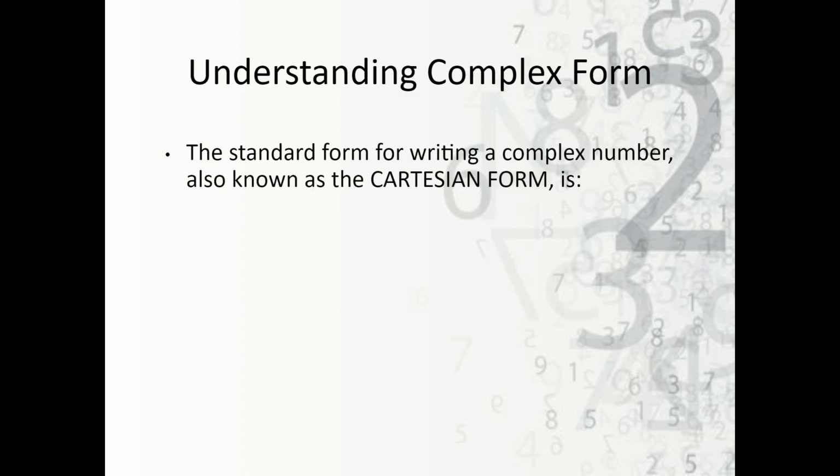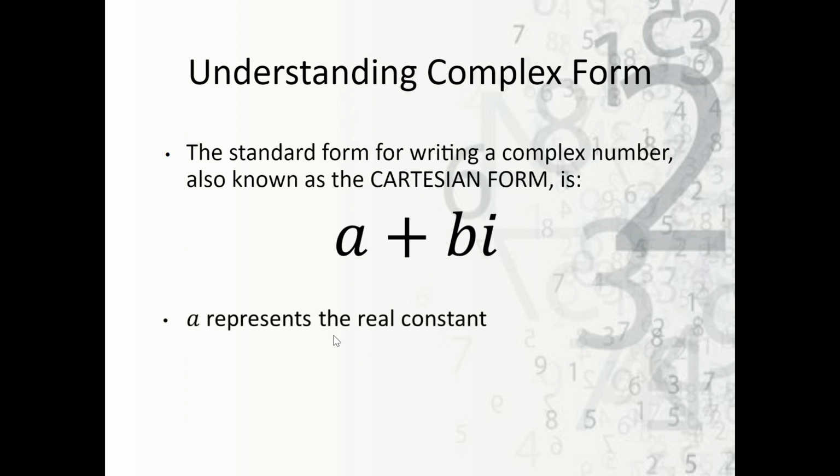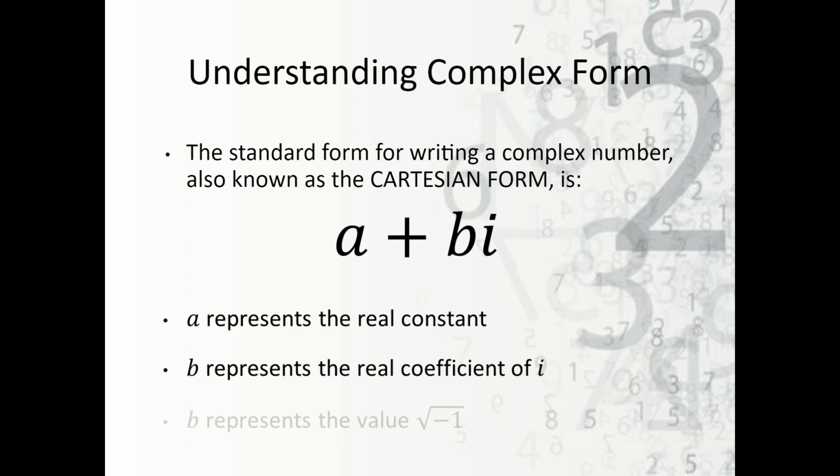So when we write it that way, it is called Cartesian form. This is the standard form for writing a complex number, and it looks like this: a plus bi. Now a and b should both be real numbers, and i obviously stands for imaginary. So we have our imaginary number here, and we can have multiples of them. So we could have 4i, which means there's 4 imaginary numbers. A represents a real constant. B represents the real coefficient of i. And i represents the square root of -1.